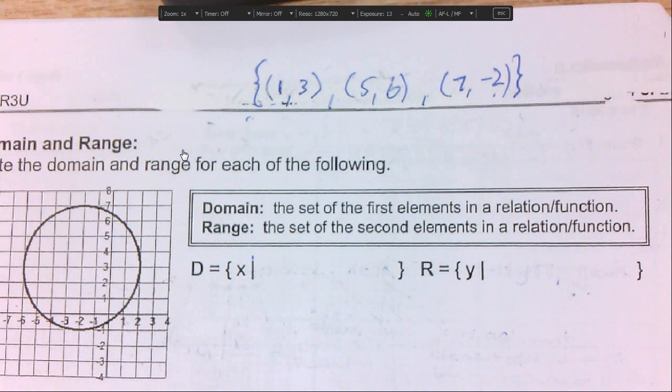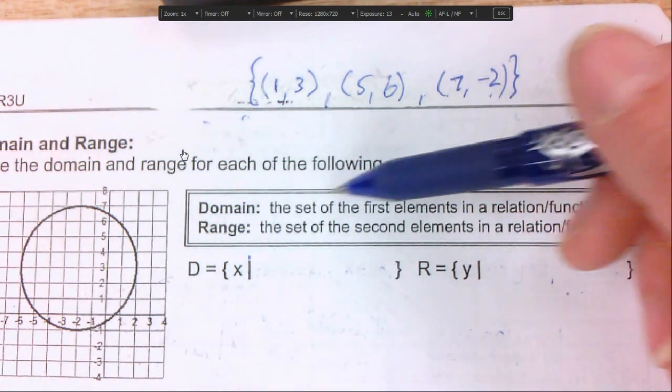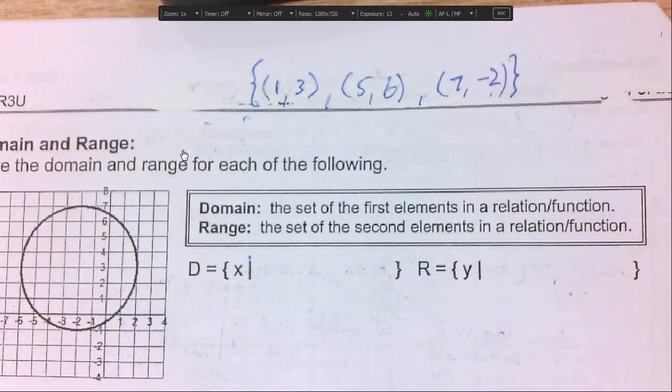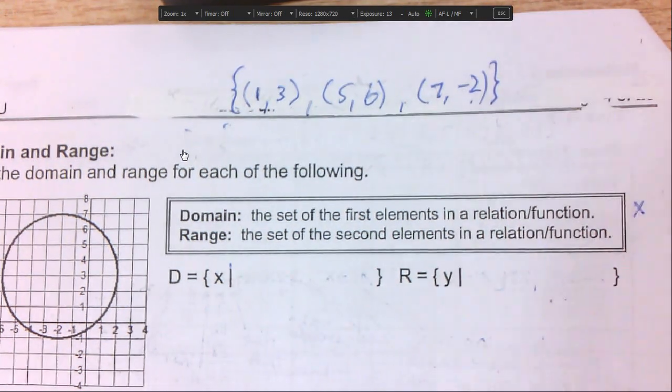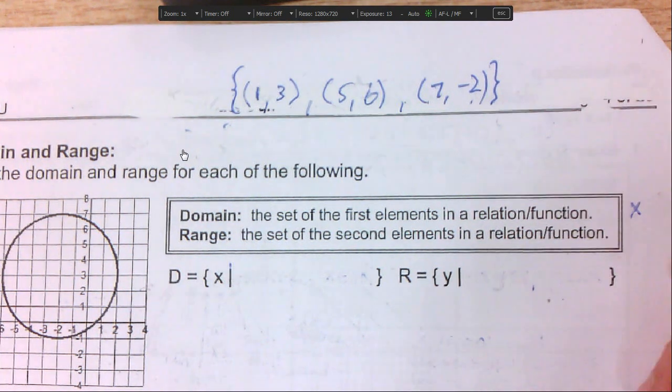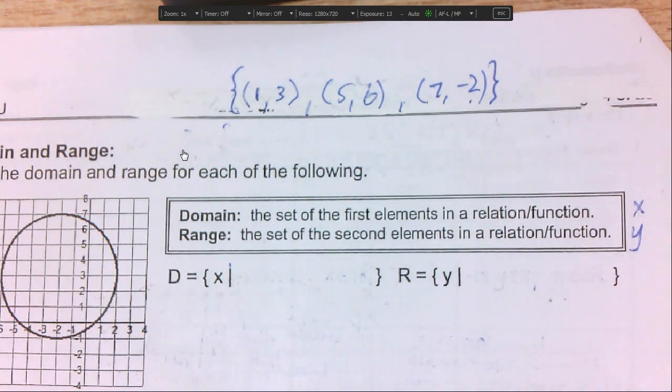So let's say I have a relation like this. It says in the box, the domain is the set of the first elements in a relation or function. So the first elements of all these points are the x's. And the range is the set of second elements. So those are the y's.